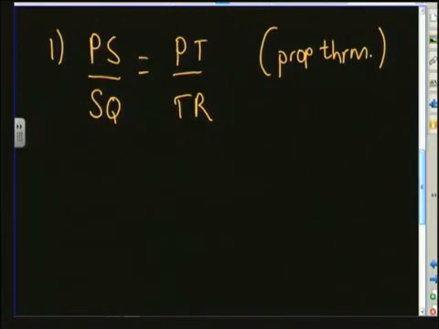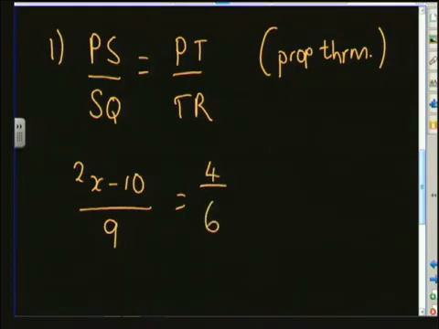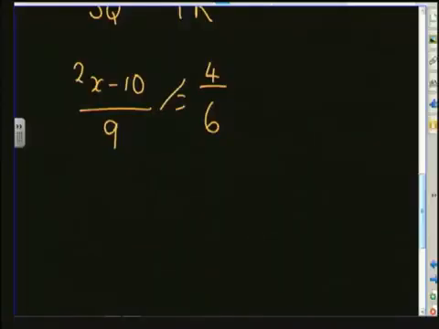All right, we know that PS is 2x minus 10, so we can put that down. We know that SQ is 9. PT was given as 4 units, and TR was given as 6 units. And now you simply have a linear equation which you can solve using cross multiplication. So if I cross multiply, I will get 6 times 2x minus 10. Working out that you don't want marked will be ignored, so make sure that you cross out the answers that you don't want the examiner to mark.